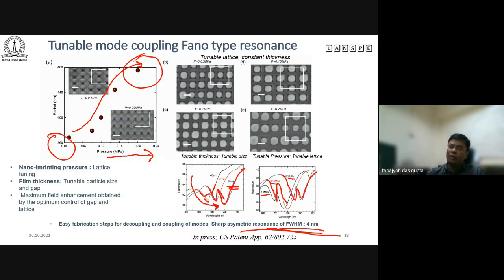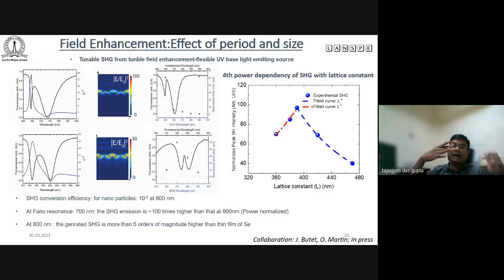Now, having this 4 nanometer width and a strong field enhancement of around 100 times, you could easily use it for second harmonic generation. As you see here, the blue dots show your strong field enhancement. The field is enhanced 100 times. You can use this for second harmonic generation, what is called resonantly enhanced second harmonic generation.